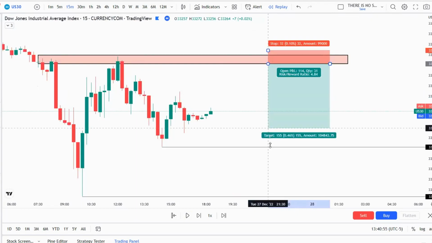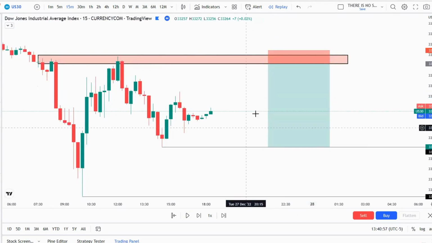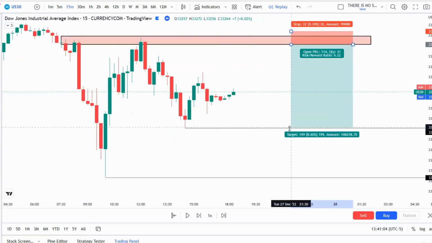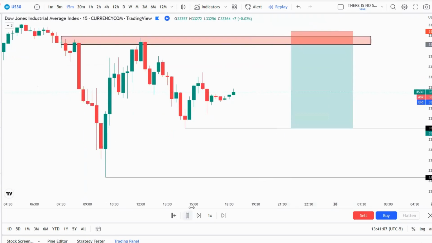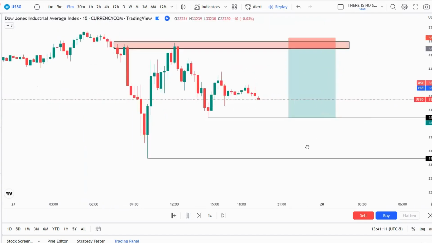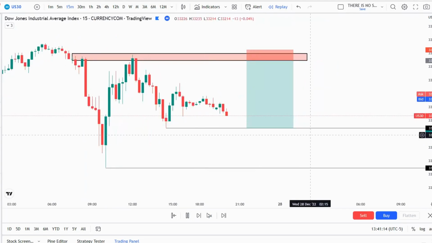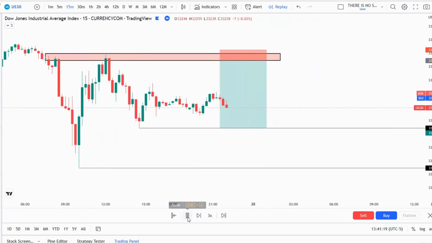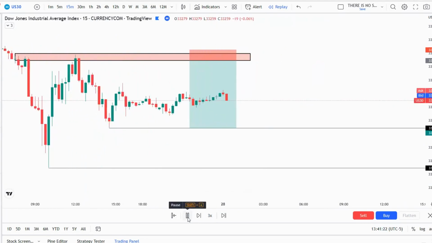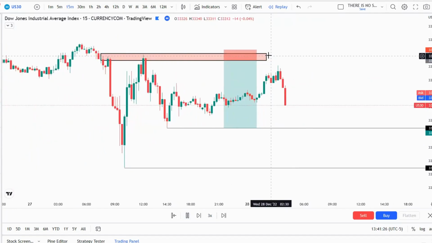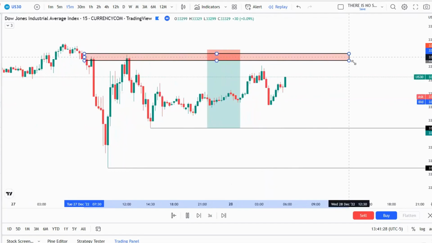We want to make sure we're sticking to the minimum of 3 to 1. This looks like a 6. If I feel good about it, I'll maybe trade down to this area, but I'll keep it there. And let's just see how this plays out once price climbs back into that supply zone. Okay, let's move that out.